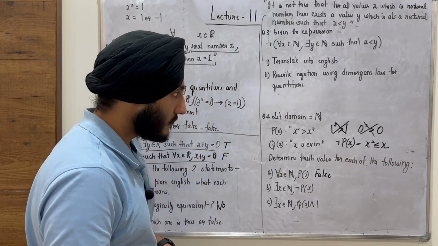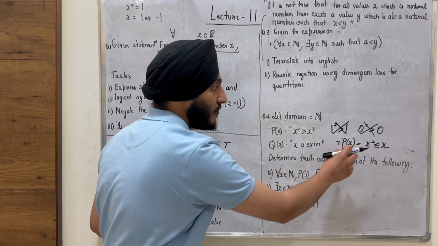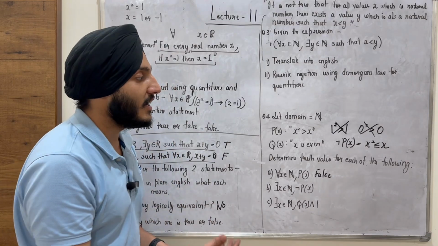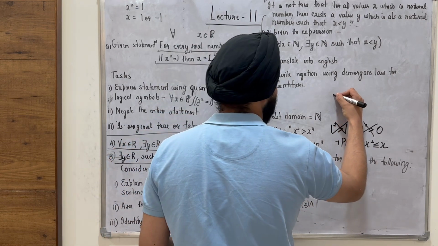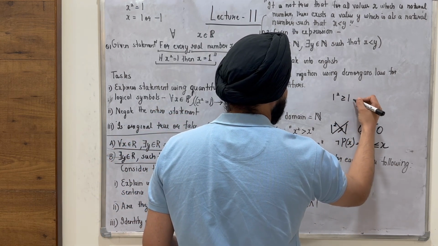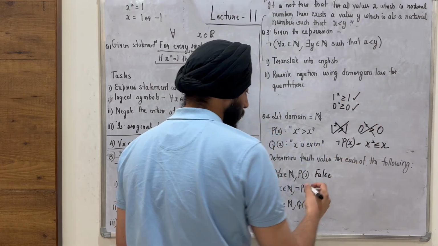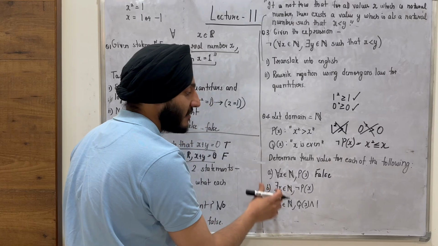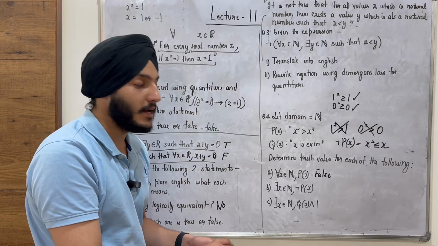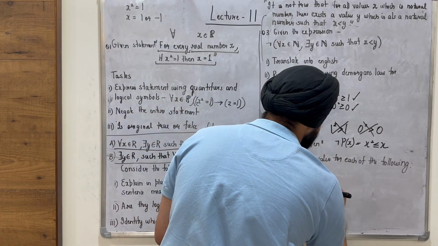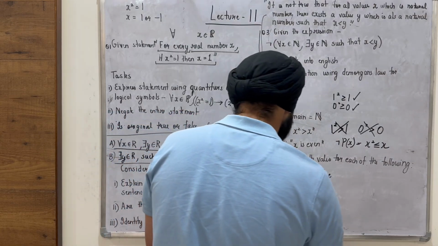So let's try to think about it, right? Do you think there is some value such that x square is less than or equal to x? And the answer is again yes, right? We already saw two examples. 1 square is greater than or equal to 1 and 0 square is greater than or equal to 0, right? So since I have two examples for it, what are we doing in a there exists statement? We are just trying to find an example, right? So in this case, it is going to be true.